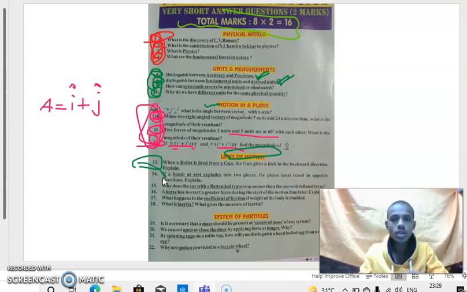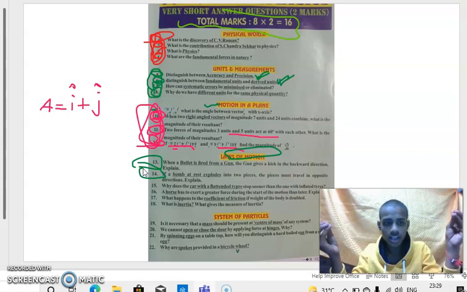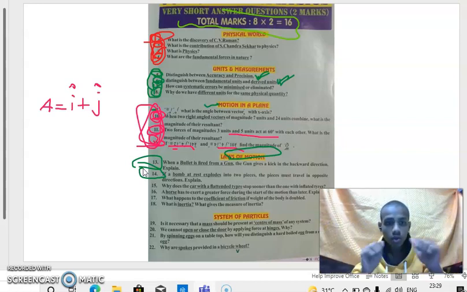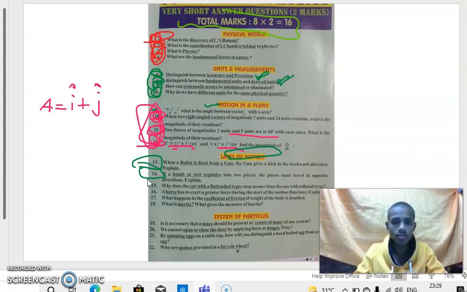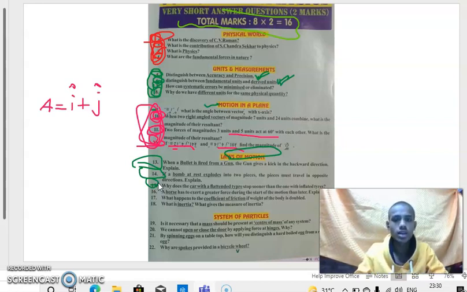And next, if a bomb at rest explodes into two pieces, the pieces must travel in opposite directions. Okay, why will they travel in opposite directions? You need to explain. And next question is, why does a car with a flattened tire stop sooner than one with inflated tires? If the car has flattened tires, then it stops very quickly. Why? You need to explain.